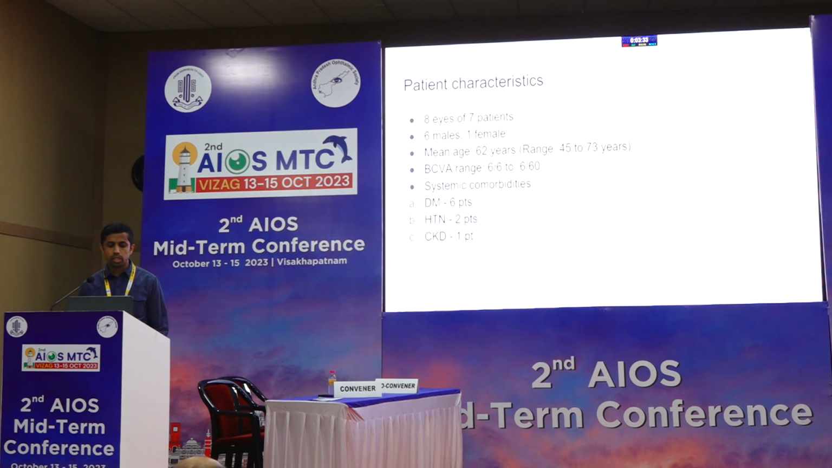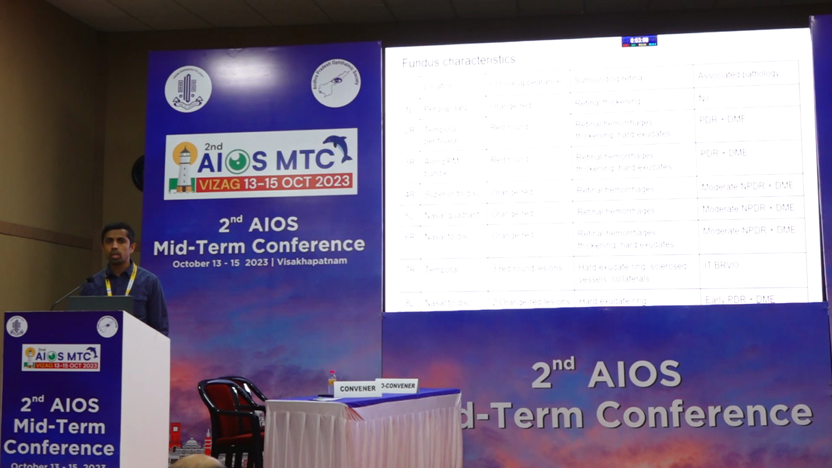Coming on to the results, even though we routinely screened our patients, we could only identify 7 patients who had typical RCMs. So, we included 8 eyes of 7 patients; 6 were male and 1 was female. Mean age was 62 years. Best corrected visual acuity was in the range of 6/6 to 6/60 depending on the involvement of the macula. 6 patients had diabetes, 2 had hypertension and 1 had CKD. These were the fundus characteristics of the patients.